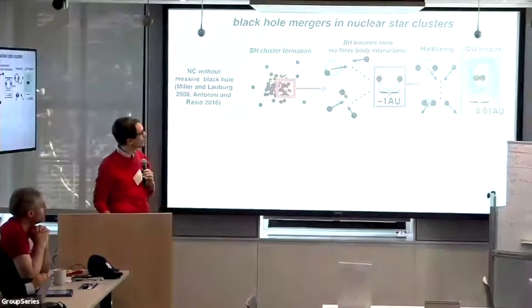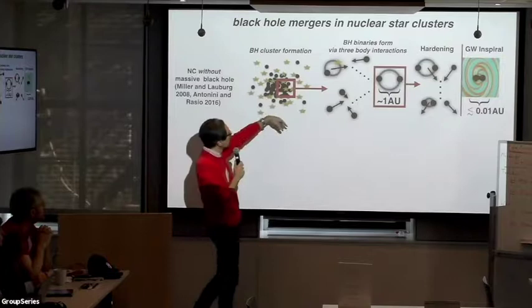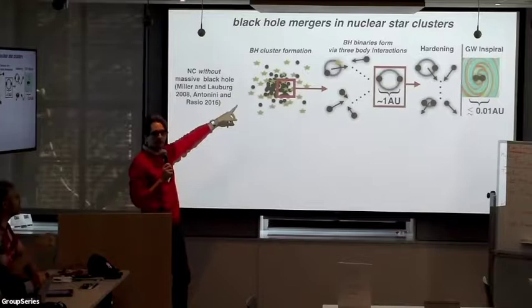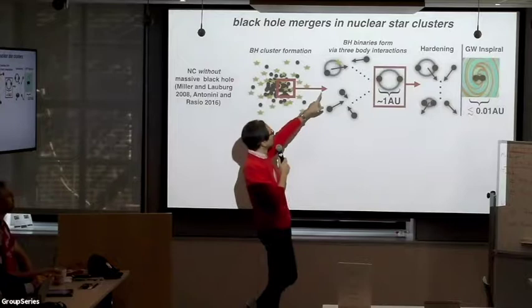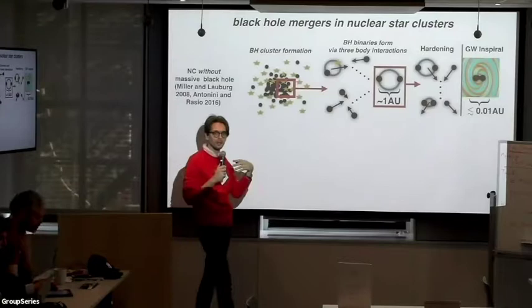And so the first channel is essentially what Carl already described. You start from your population of stars. The most massive stars collapse and form black holes. In the very high density regions of the core of the star cluster, where the black holes are segregated because of dynamical friction, you start forming black hole binaries through three-body binary formation. Some of these binaries are hard, which means that they will harden through subsequent three-body interactions, by interacting with other stars or black holes in the cluster core.